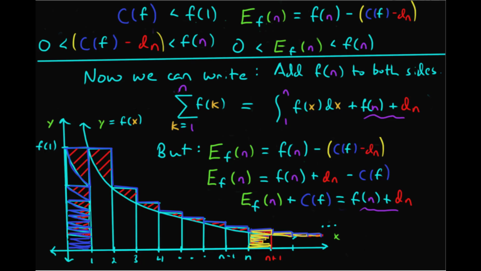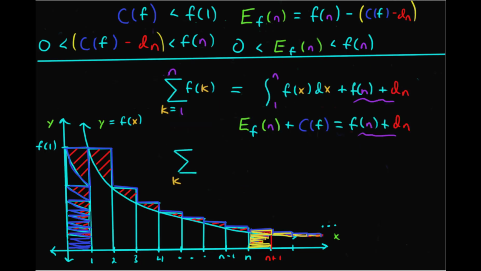But that expression, f of n plus d sub n, matches what we have in the equation at the top, connecting our discrete summation to our integral. So I can substitute it in. And so we can write the summation of f of k from k equals 1 to n equals the integral from 1 to n of f of x dx plus e sub f of n plus c of f.